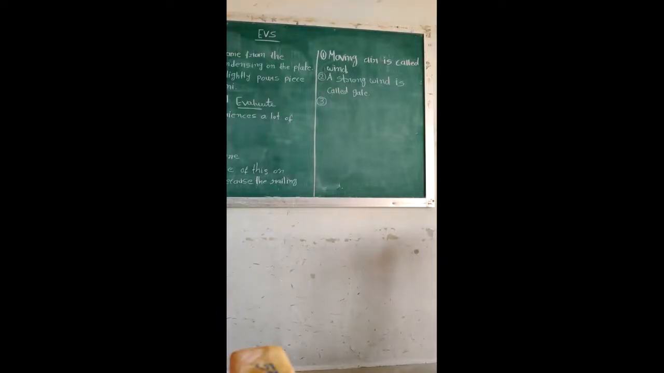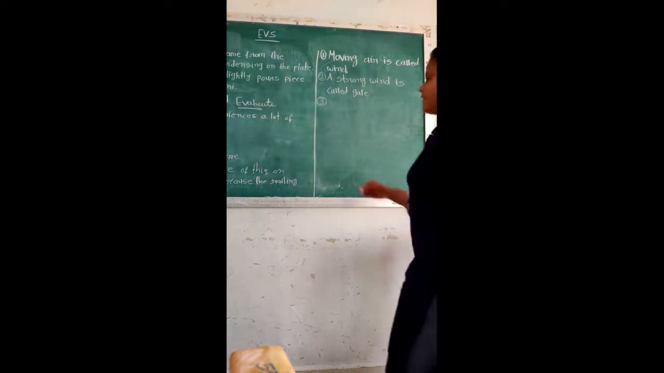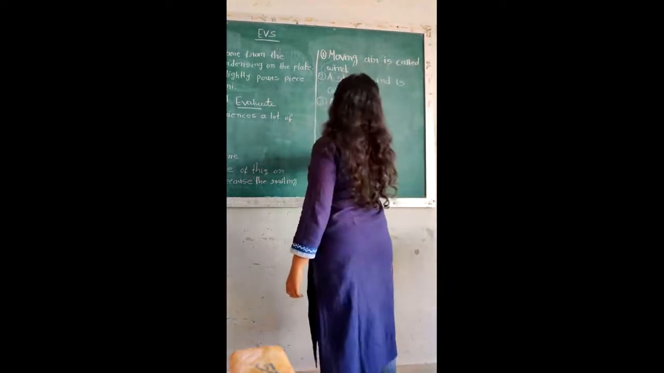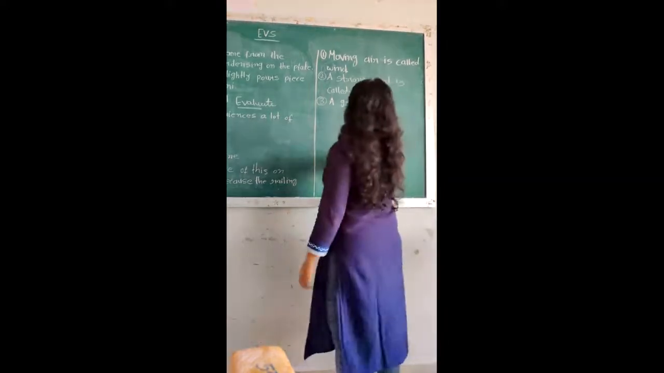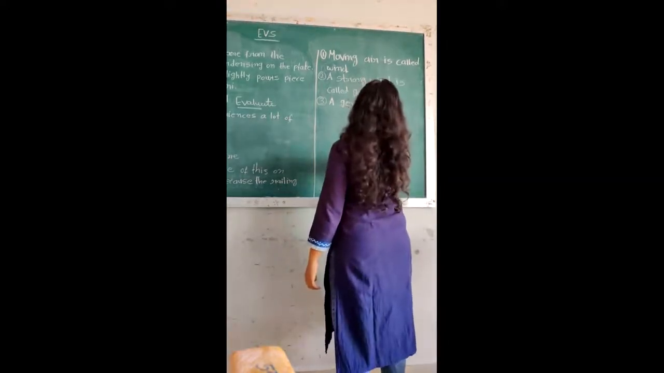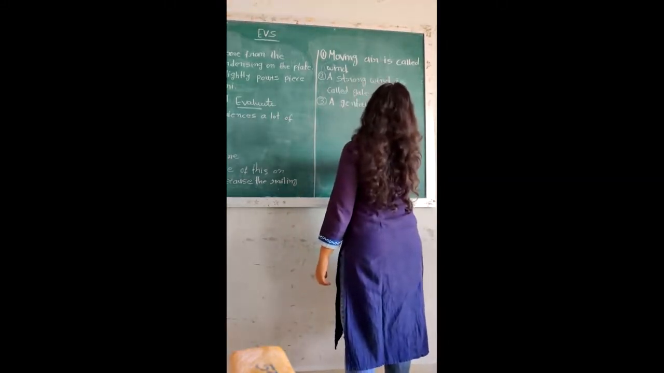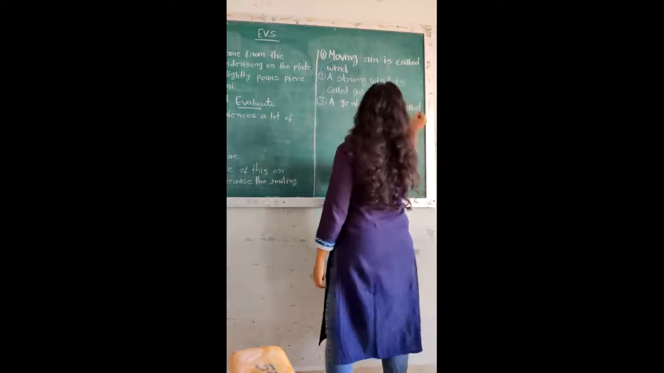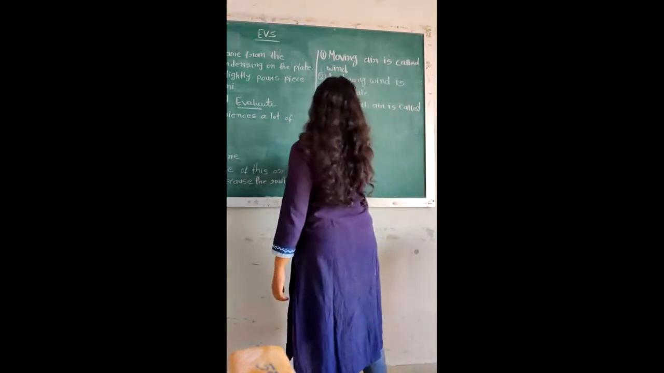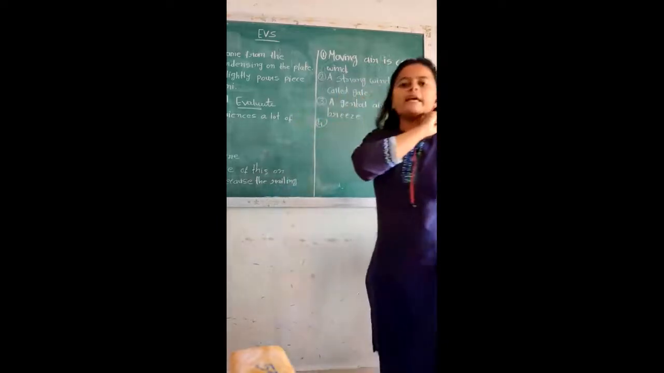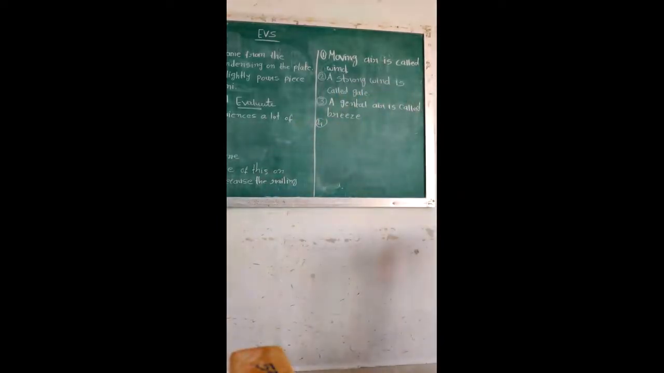Then, what is the third word? Breeze. Right. What is breeze? Very nice. Very good. A gentle air is called breeze. Yes, beta.